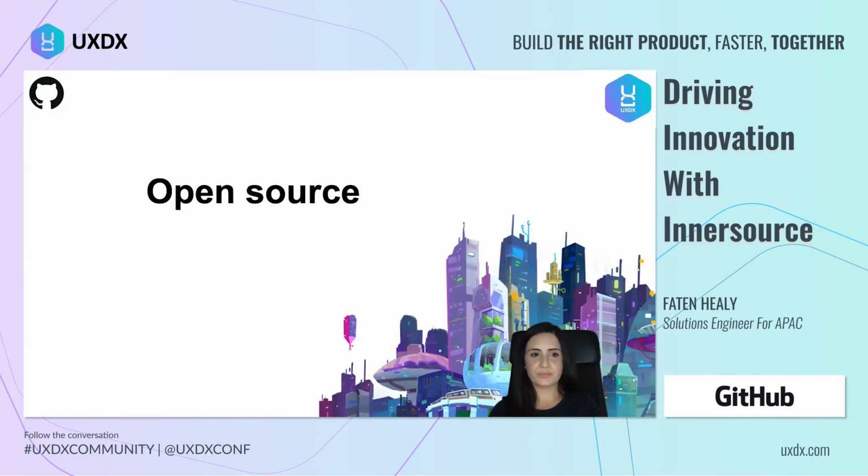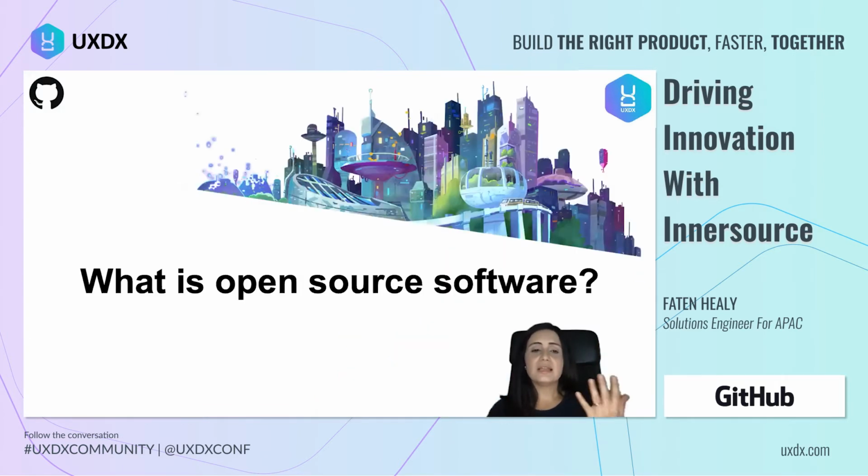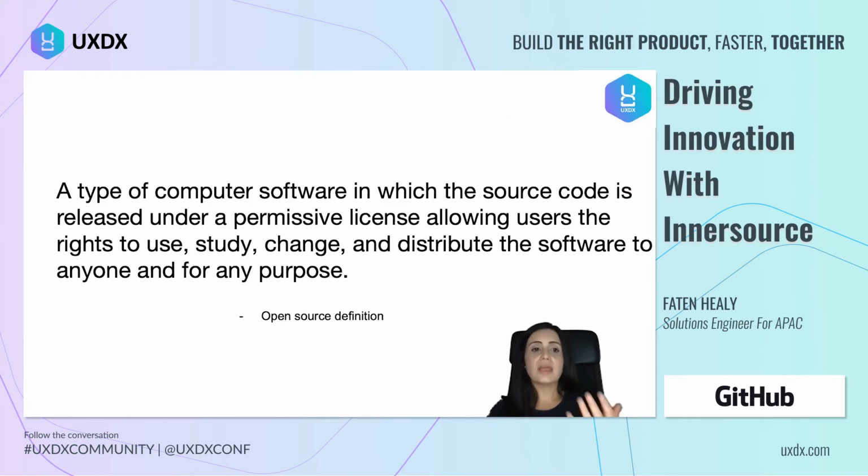Open source. Let's start by defining open source software. It's a type of computer software in which the source code is released under a permissive license, allowing users the right to use, study, change, and distribute the software to anyone and for any purpose.